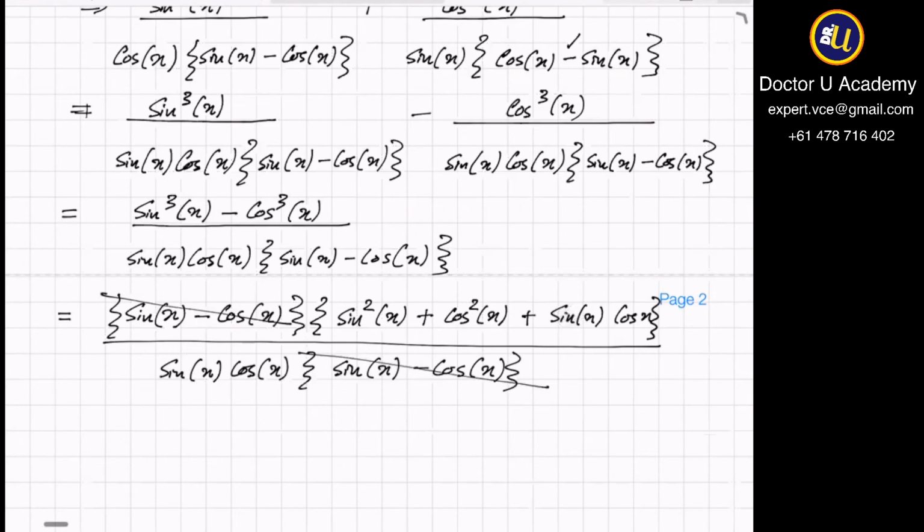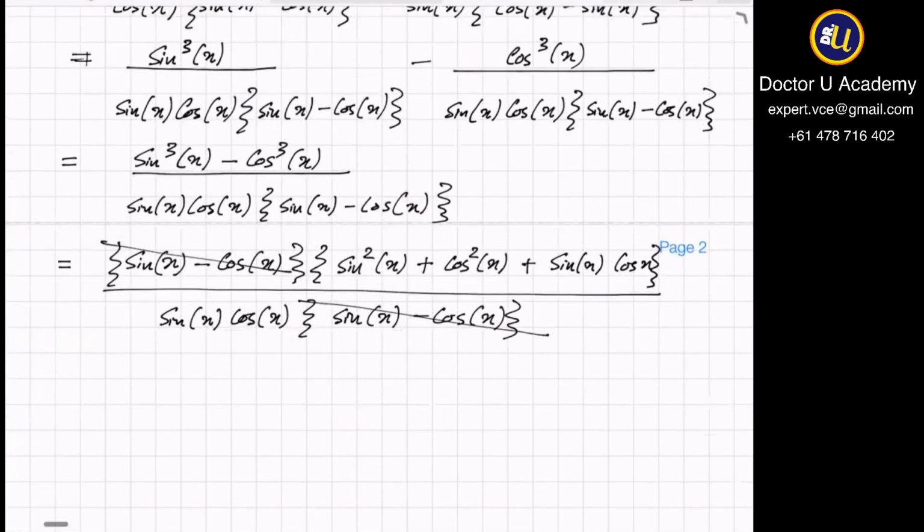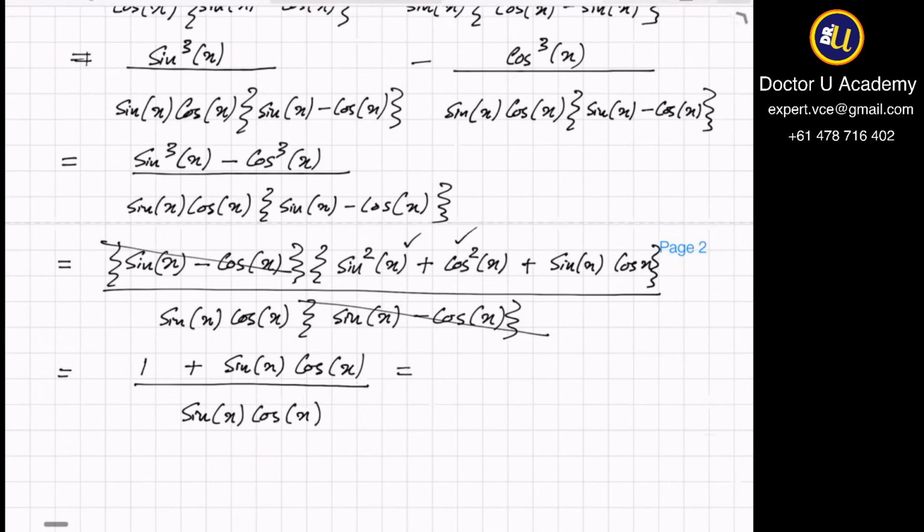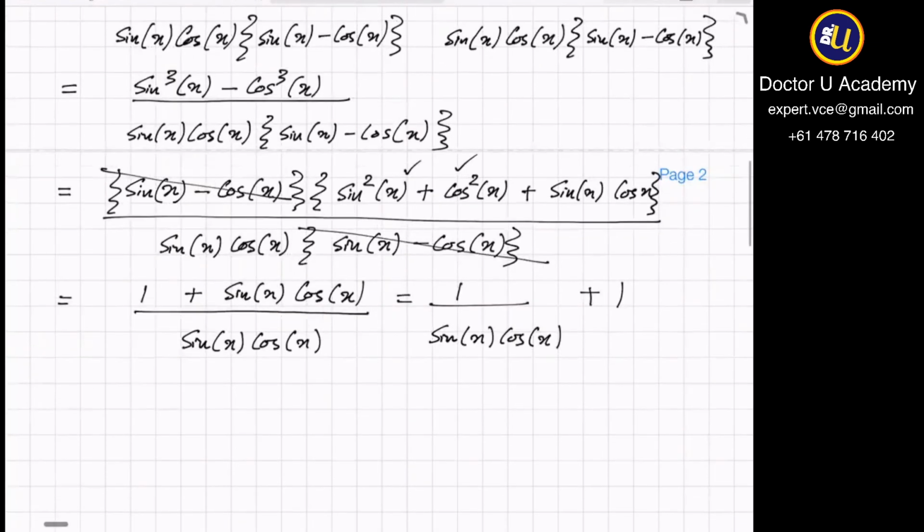So now I have sin squared x plus cos squared x, which is going to be 1, plus sin x cos x, the whole thing divided by sin x cos x. So this would be 1 divided by sin x cos x plus 1, right? So from there you get 1. So 1 divided by sin x cos x would be cosec x sec x plus 1, which is your right hand side.